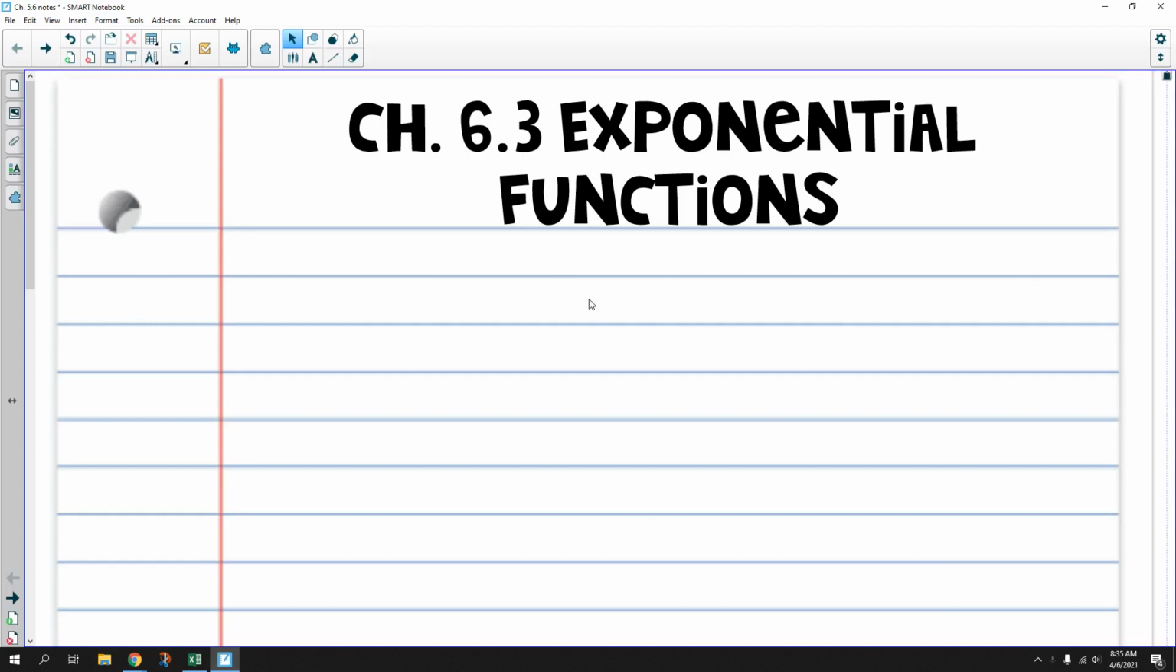Chapter 6.3, exponential functions. Let's first talk about what an exponential function is. So an exponential function is a nonlinear function, and it is usually representing a very fast growth or a very fast decay, okay? So let's go ahead and look at some examples of that.